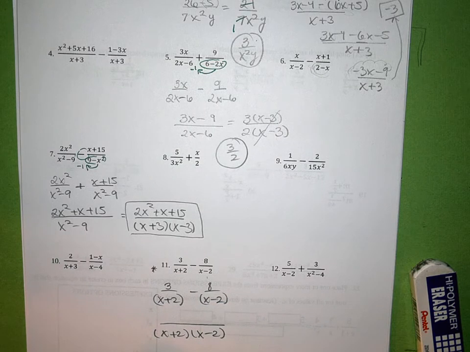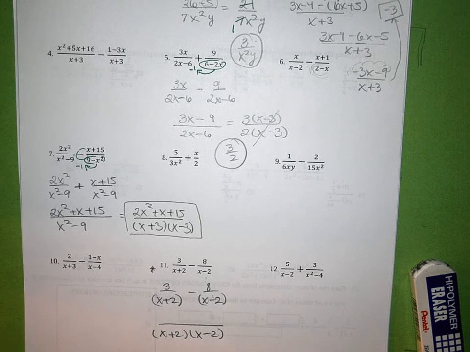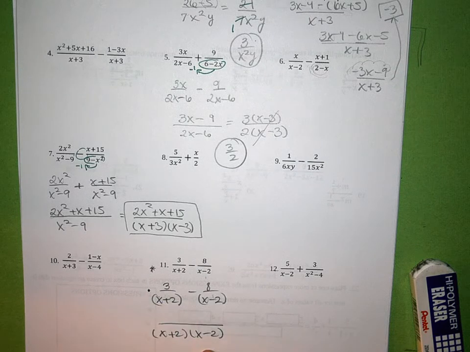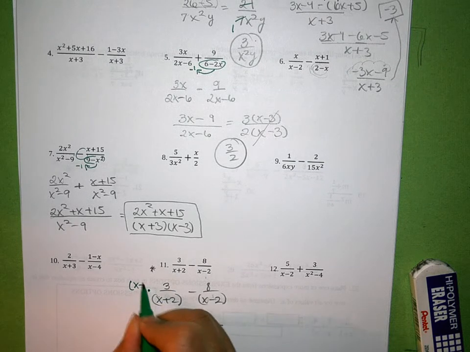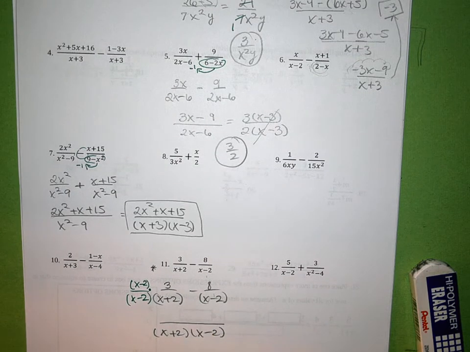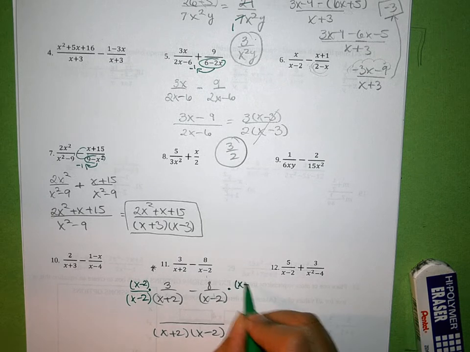So, since they have nothing in common, my common denominator is both the x plus 2 and the x minus 2. And here is what I do. I ask, what do I multiply this by to make that denominator look like that? X minus 2. What do I multiply this by to get the x minus 2 to look like this? X plus 2.